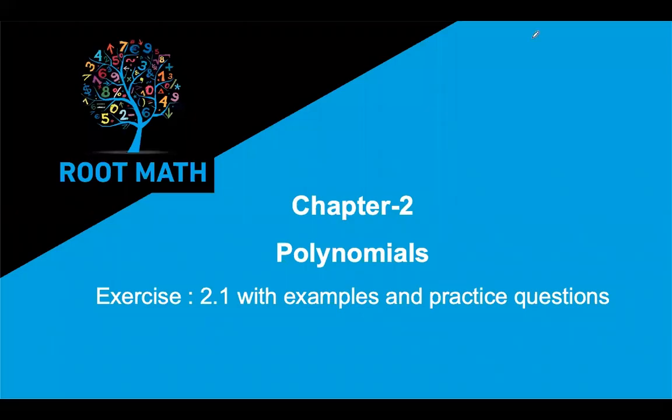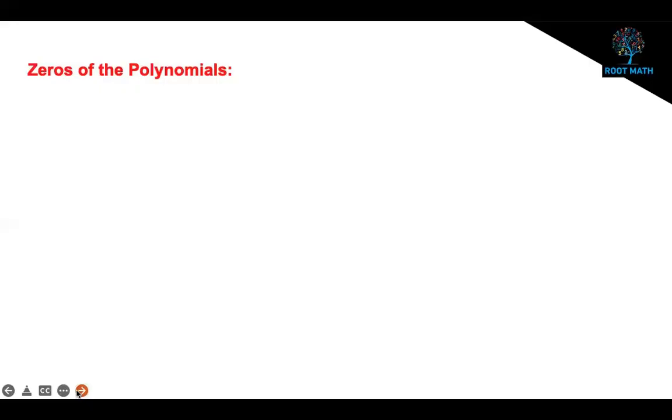Dear students, Chapter 2 Polynomials, Exercise 2.1, and we are going to discuss the examples as well. Let's move to the zeros of the polynomial concept. In the first exercise, only zeros of the polynomial, how to identify them algebraically as well as graphically.